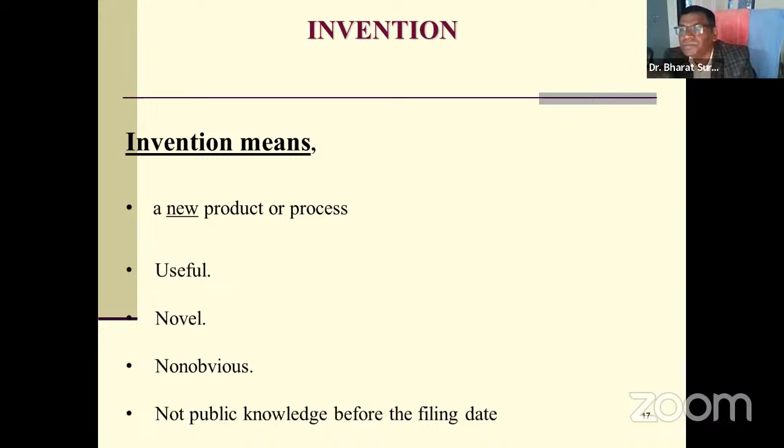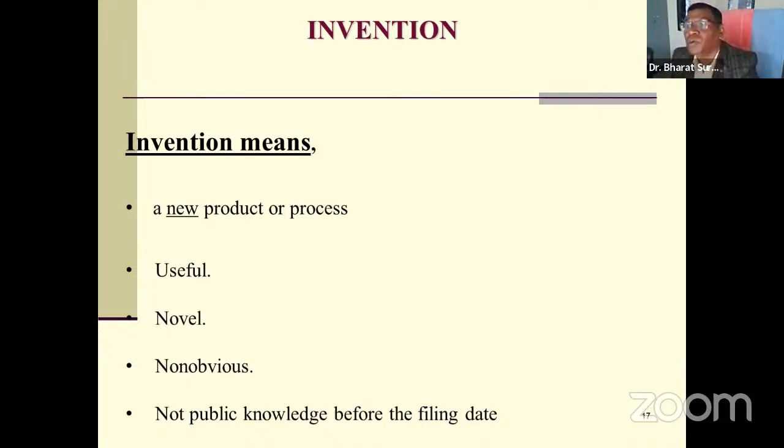Water washing machine, water purification machine, washing machine, fridge. What is that product? Process of preparation of medicine, process of preparation of a shampoo. What is that process? So it should be a product or a process, useful to all, new, non-obvious. It should not be in the public knowledge before the filing date.